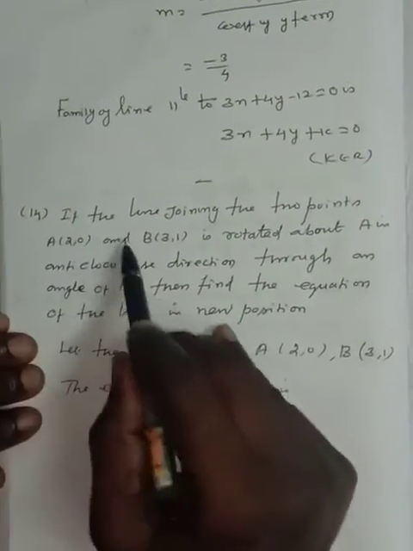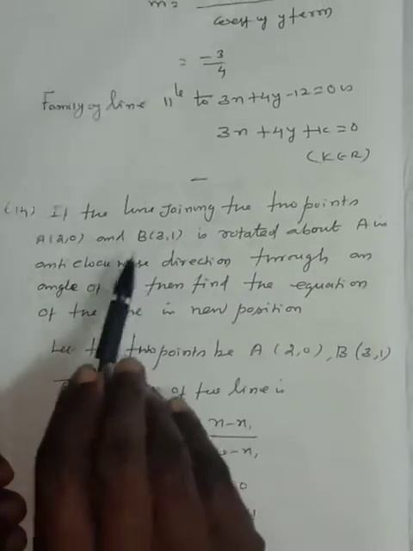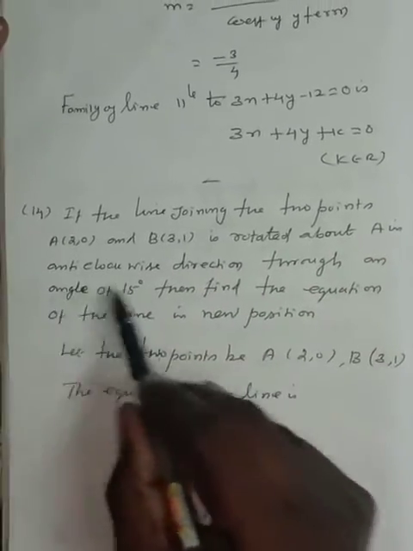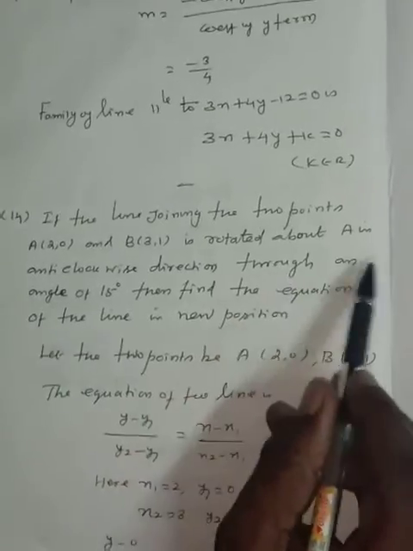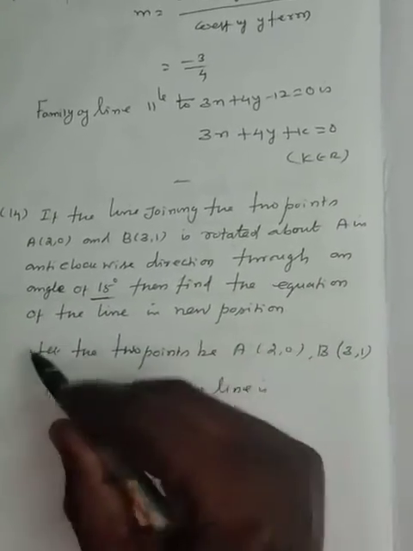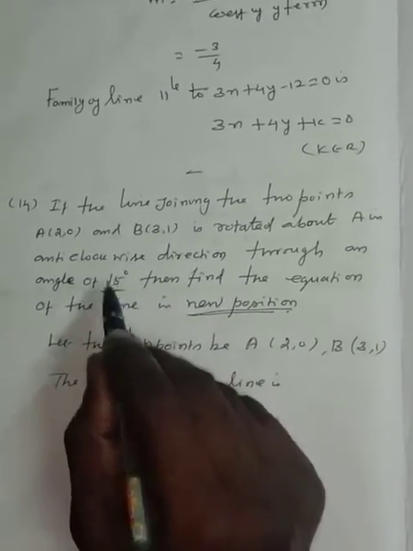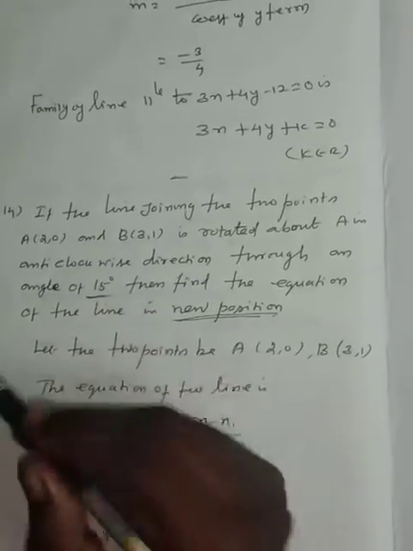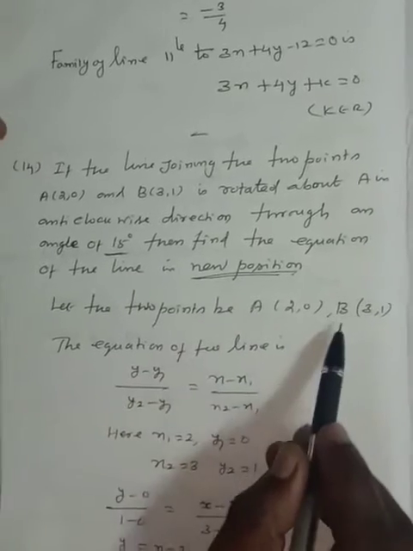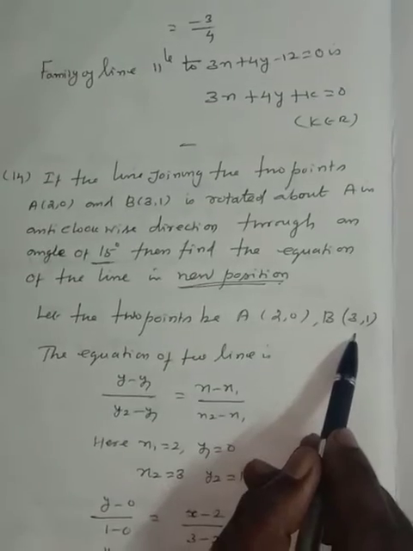Question number 14. The line joining the points A(2, 0) and B(3, 1) is rotated about A in the anti-clockwise direction through an angle of 15 degrees. Then find the equation of the line in the new position. First find theta; adding the 15 degrees, we get the next position, that is the new position. First let us take the given two points. Using the two-point form, we take the equation of the straight line.